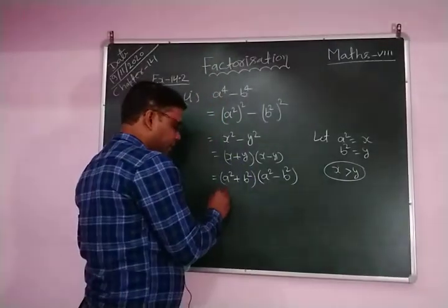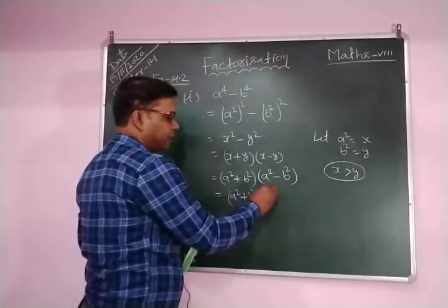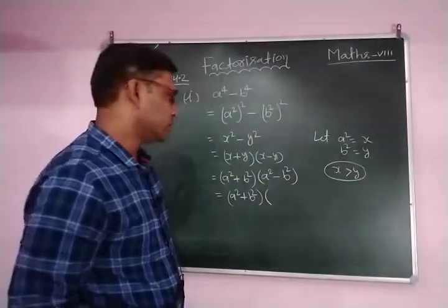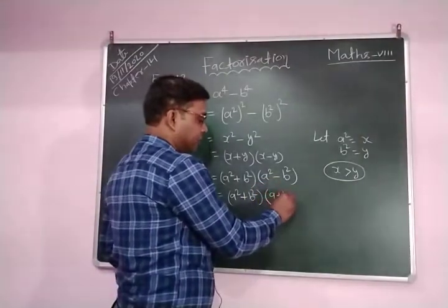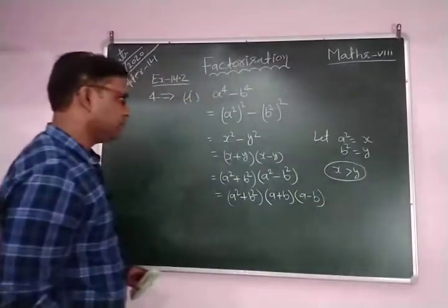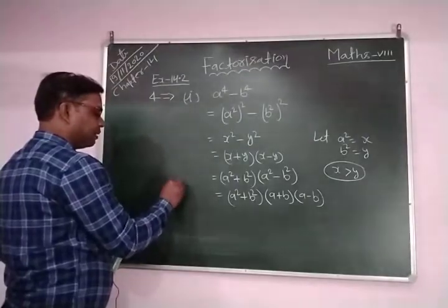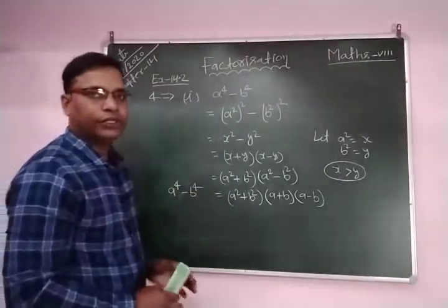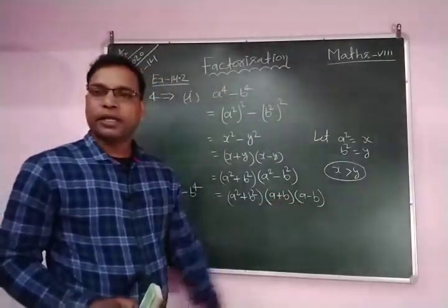So we write a square plus b square as it is, and we can factorize a square minus b square. You can write it as a plus b, the sum of the numbers, into a minus b, the difference of the numbers. So here you can see we find the factors of a power 4 minus b power 4. This is equal to a square plus b square into a plus b into a minus b.